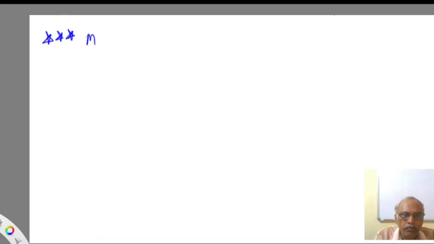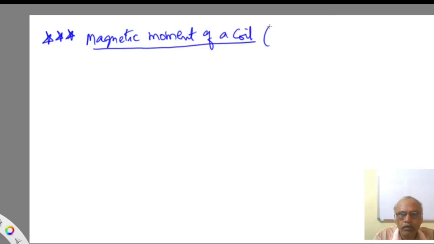That is the magnetic moment of a coil. Magnetic moment of a coil, denoted by the letter M. It is a vector quantity. The way there is an electric dipole moment, here also there is a magnetic dipole moment of a coil, or simply magnetic moment.